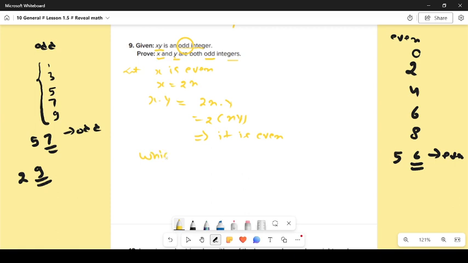If it is wrong, what is correct? This implies x and y both are odd. I hope you all have understood. Coming back to the next question.